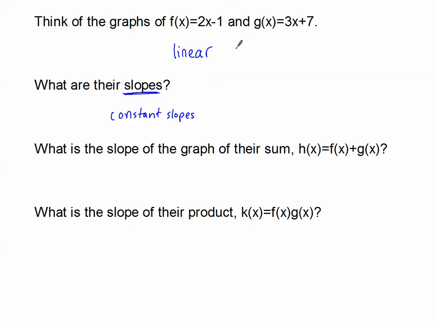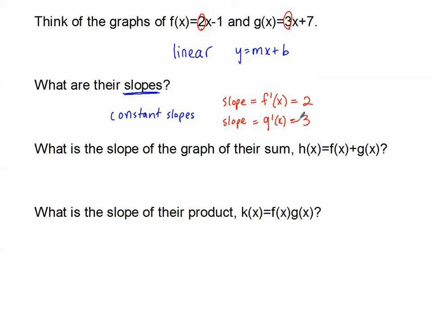Well, what are the slopes specifically of these graphs? Now, if we think of them as y equals mx plus b, we know where to look for the slopes. We just look at the coefficient of the x. So the first one has a slope of 2 and the second one has a slope of 3. Now, as we talked about recently, slope is also derivative. So if I ask what's the slope, I'm really also asking what's f prime of x? And f prime of x is 2. Also, the slope of the g graph, g prime of x, that's 3.